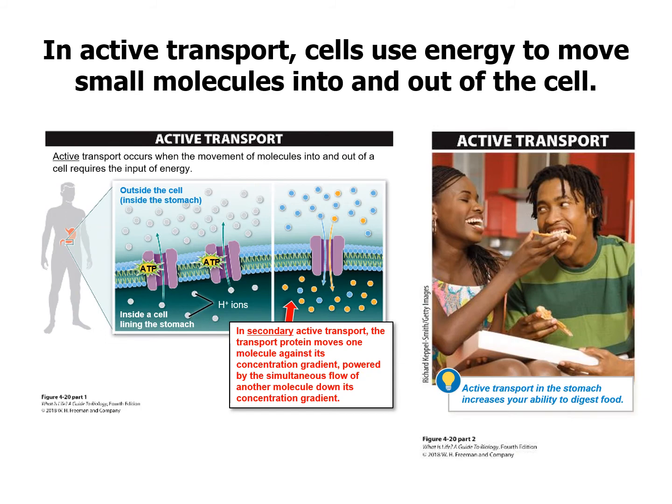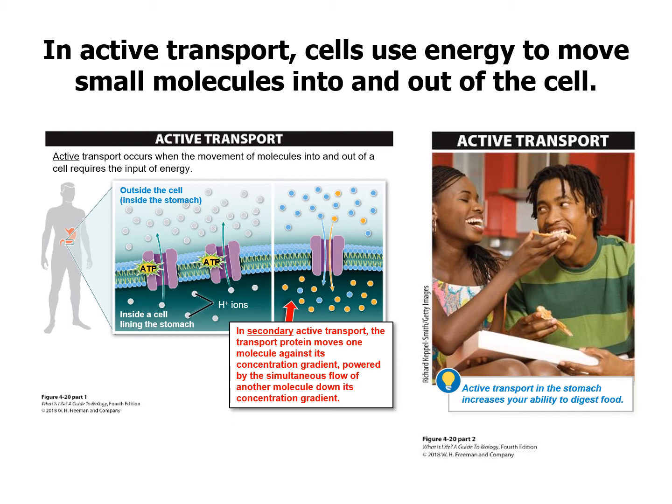So in active transport, cells use energy to move small molecules into and out of the cell. Active transport is sort of the opposite of passive transport, where it requires energy to move something. And in this case, we are using ATP. So ATP is, and forever will be, energy. Active transport occurs when the movement of molecules into and out of a cell requires the input of energy.